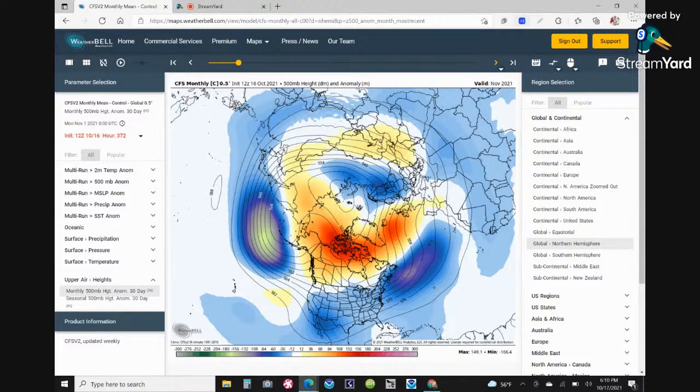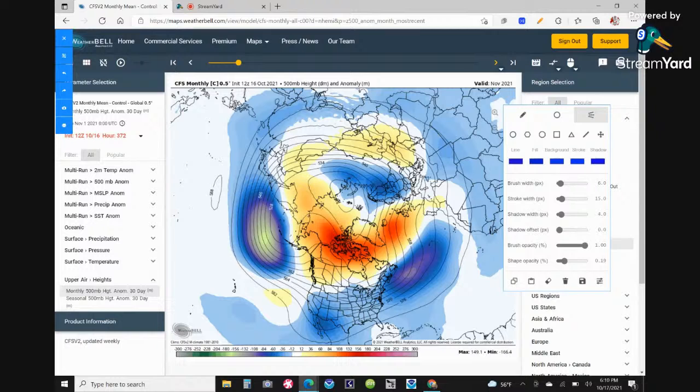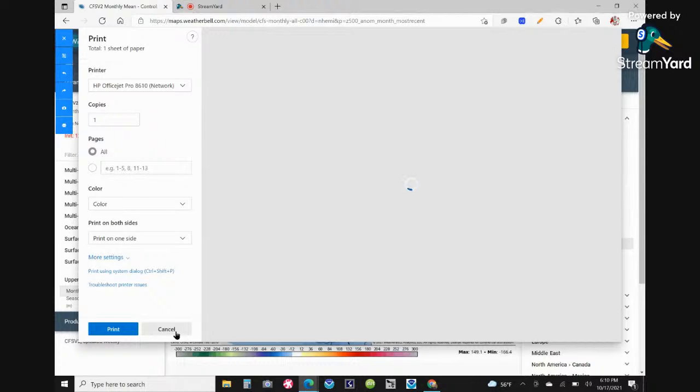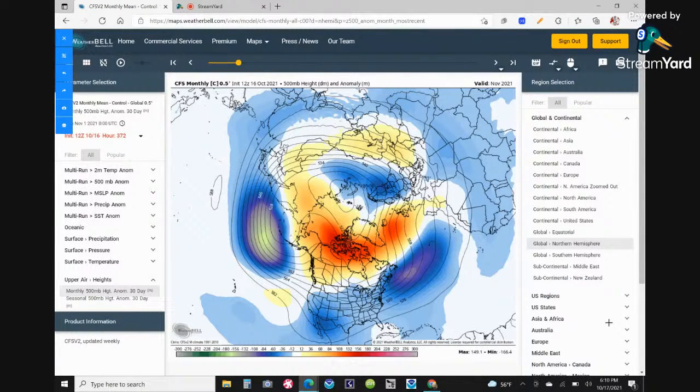When you see these isobars, these lines of pressure, buckling up like that, that is an indication that although we see this negative, this area of low pressure cutting under, this tells me that there's going to be a ridge building in here.